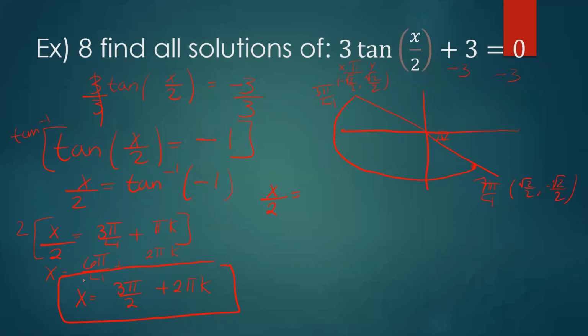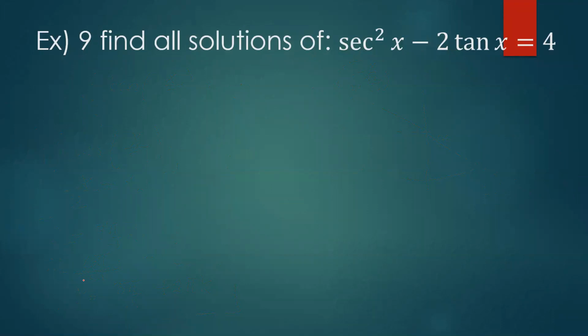Okay, and then let's do our last example. Find all solutions of secant squared x minus 2 tan x equals 4. So this obviously does not factor evenly, so you're going to use what's called your identities. This secant squared x is one of your Pythagorean identities. So secant squared x equals 1 plus tan squared x, right?